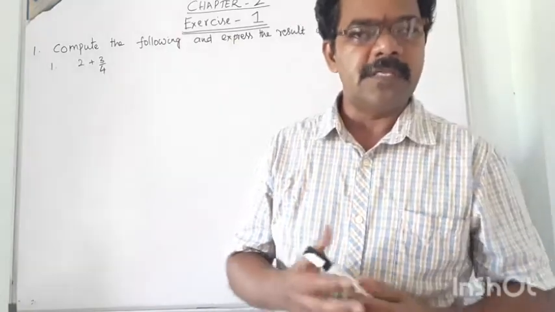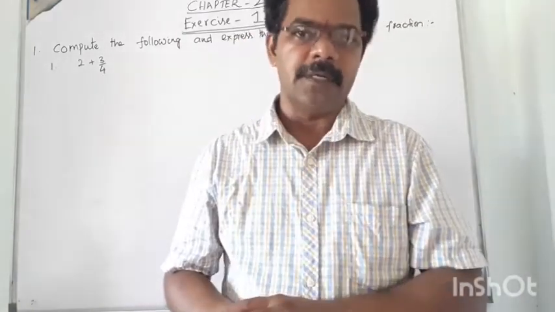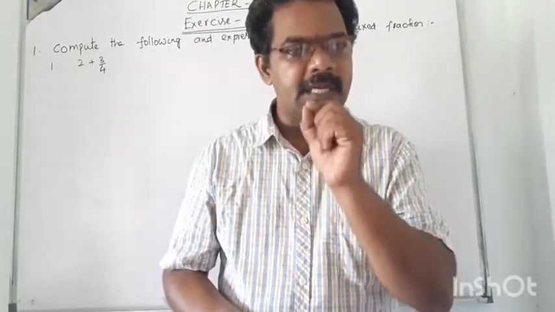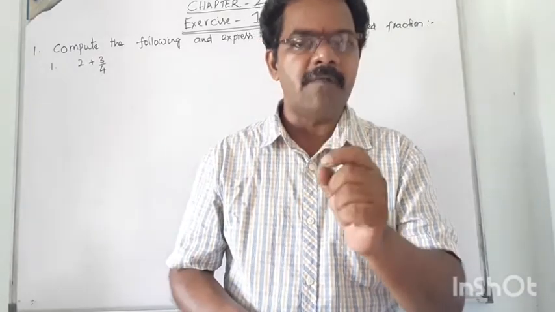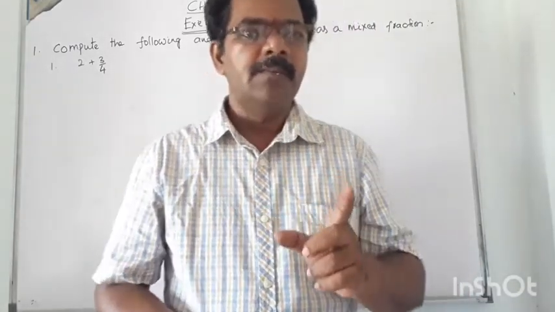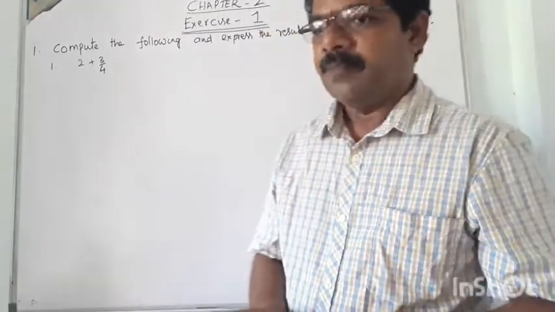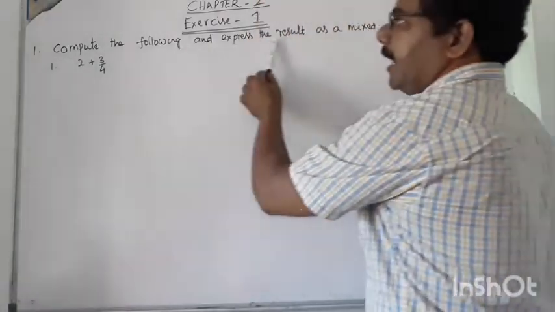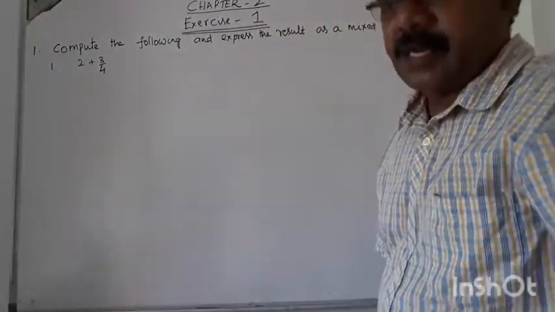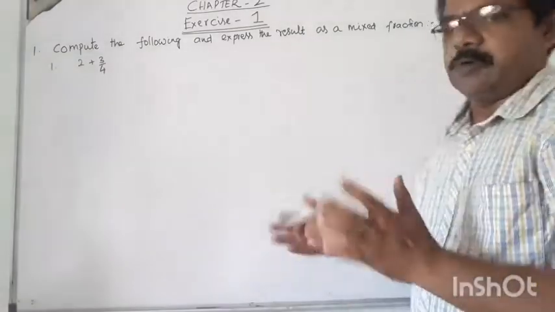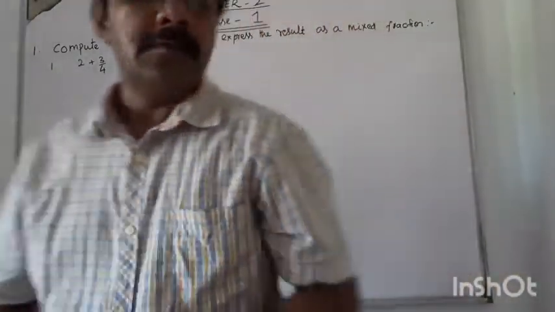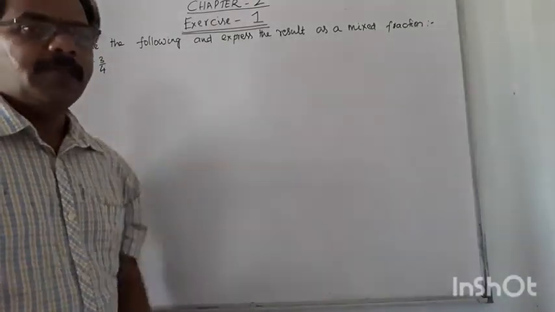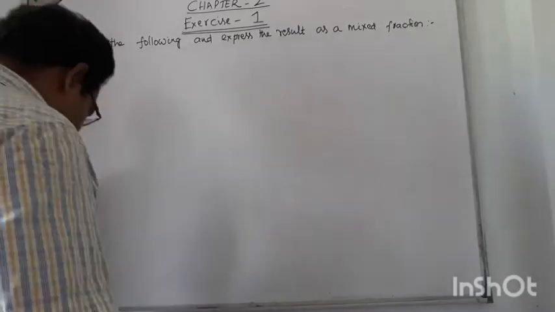A mixed fraction is nothing but a whole number part plus a fractional part. The whole number part we know. The fractional part in a mixed fraction is always a proper fraction. It will not be an improper fraction. So here they have given the exercise 1 question: compute the following and express the result as a mixed fraction. Compute means calculate the given sum, and we have to convert it in the form of a mixed fraction. We shall see how to do that.